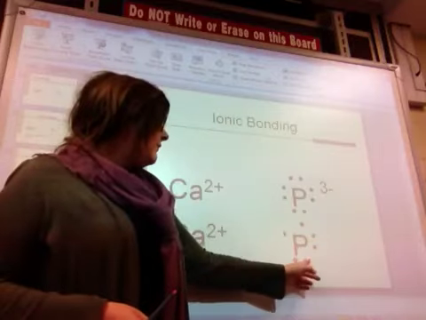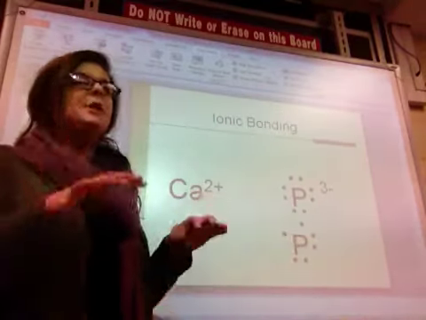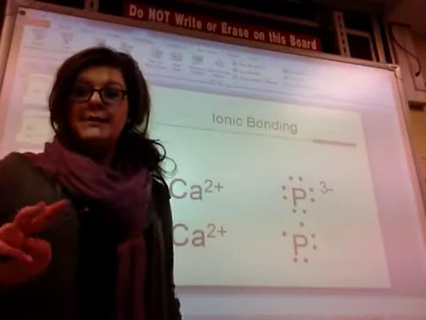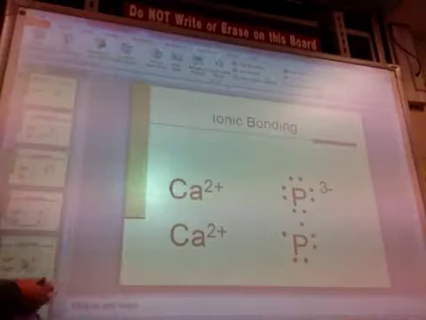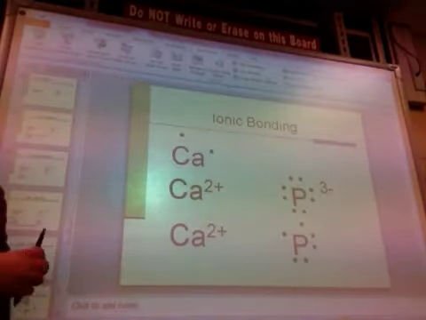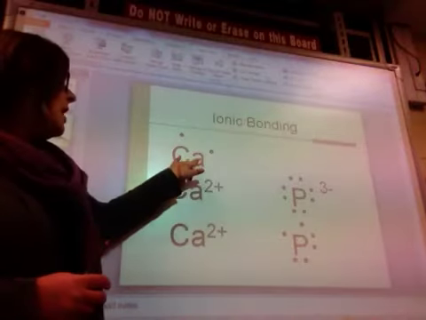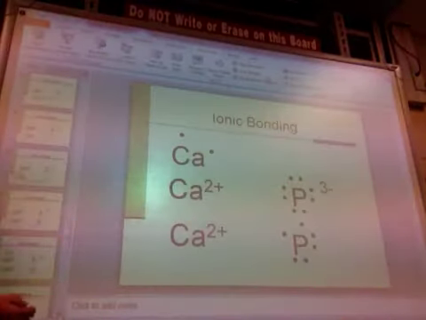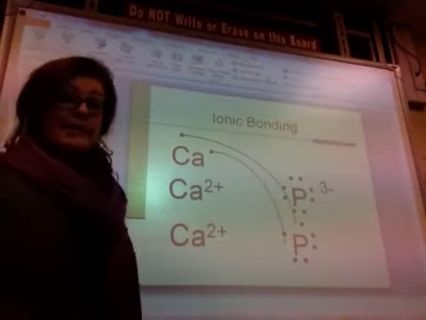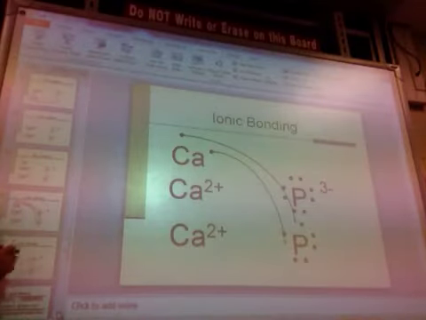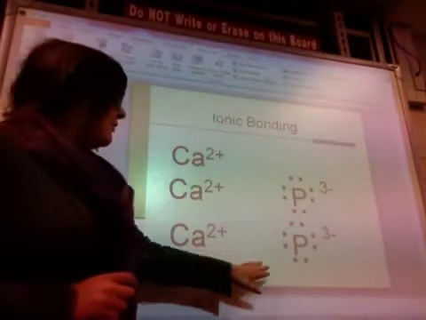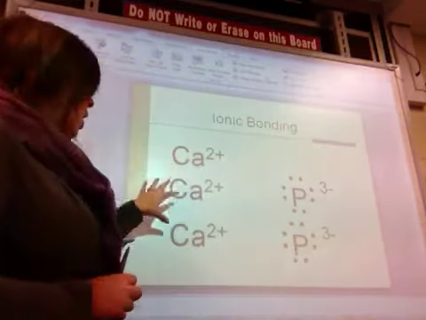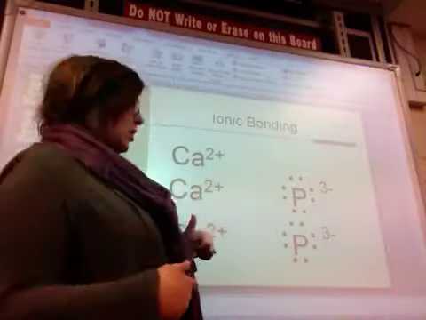So I have 1, 2, 3, 4, 5, 6 valence electrons around this phosphorus atom. It needs 2 more to have an octet. If it bonds with 1 more calcium atom or calcium ion, those 2 valence electrons can go right down here to this phosphorus atom, which is exactly what it does. In this case, calcium becomes a +2 charge. Phosphorus becomes completely full with its octet with a -3 charge. So all of these are stable, they're happy, we're good.